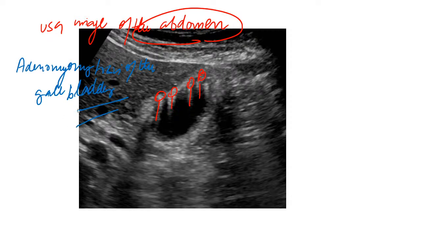And guys, what is going to happen in adenomyosis of the gallbladder? Okay, there is hyperplasia of the wall of the gallbladder, with formation of Rokitansky-Aschoff sinuses. Okay, Rokitansky-Aschoff sinuses, right?